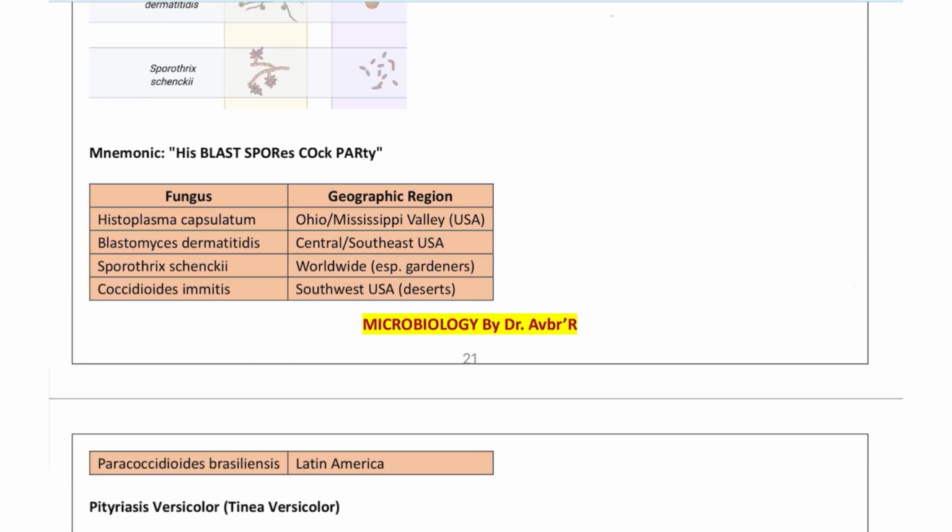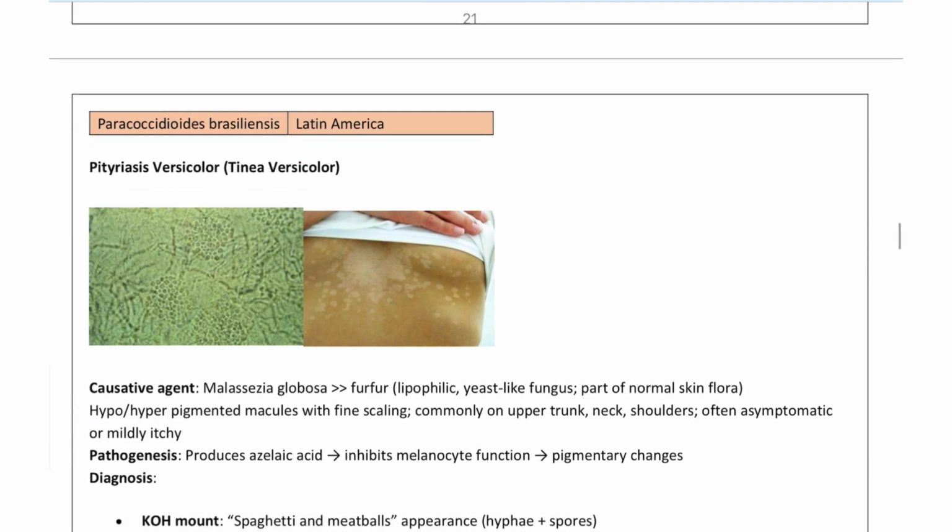Next, another thing you have to remember is that some fungi are specific geographically. For example, Histoplasma is for Ohio, Blastomyces for Central Asia, and Sporothrix worldwide, most commonly gardener's disease; Coccidioides in the Southwest USA. These are some of the very peculiar facts that the examiner is going to ask you. Next, Paracoccidioides is in Latin America.